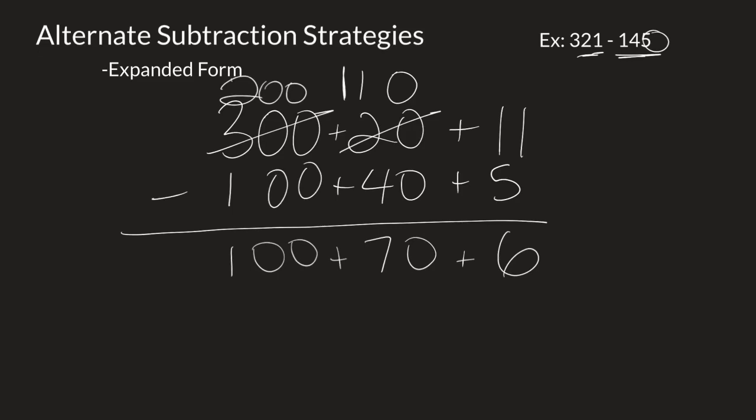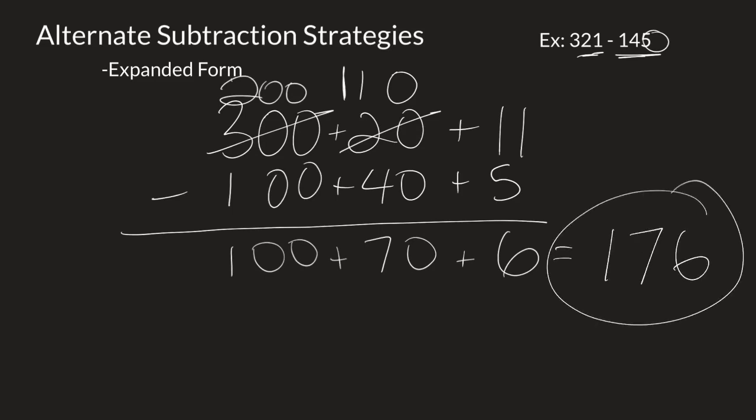Now, we've stayed within our place values, 10s and 1s, and for here, of course, is the 100s. Then we add the values up down here, and we would get our answer, 176. And that is how you do expanded form subtraction.